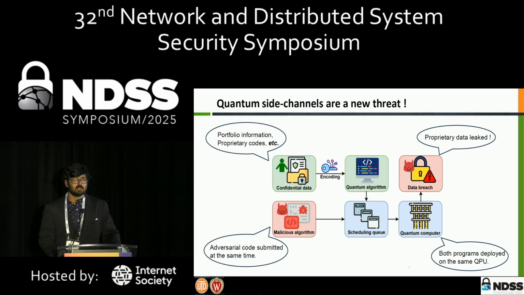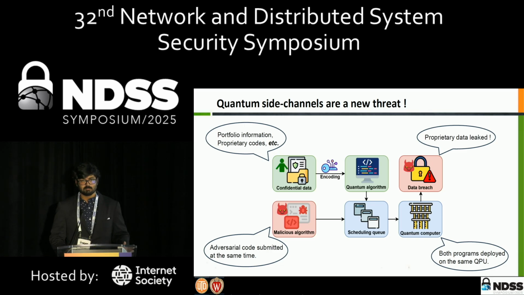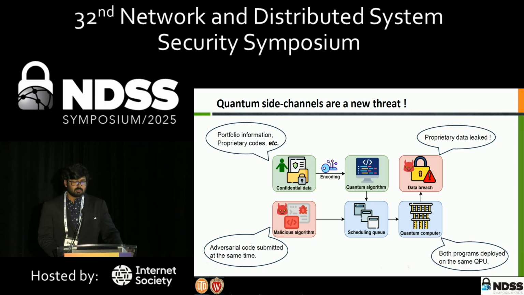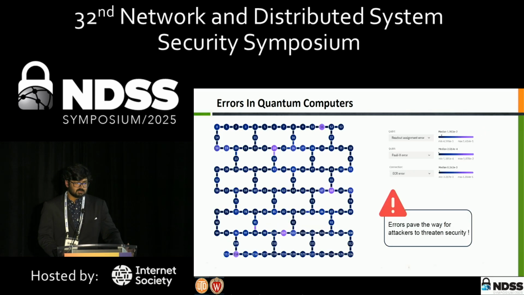as threats. So, for example, as the user encodes the confidential data into a quantum algorithm and maps their quantum program onto the QPU, the adversary can also do the same, and when both the algorithms are deployed on the same QPU, proprietary data can be leaked. And in this case, in our paper, we consider crosstalk to be such a quantum side channel.